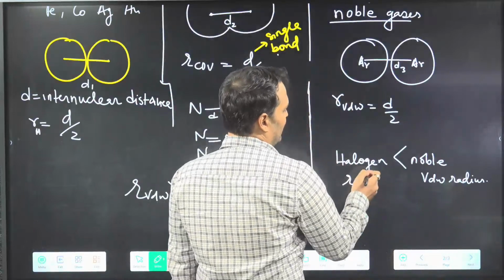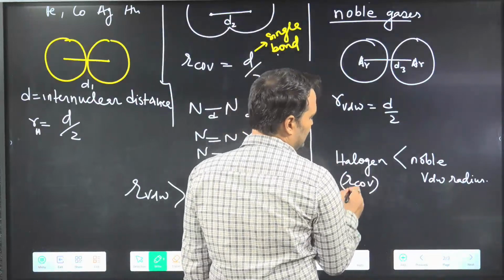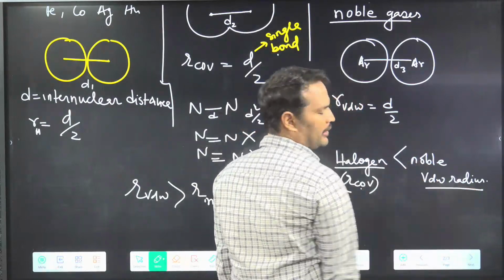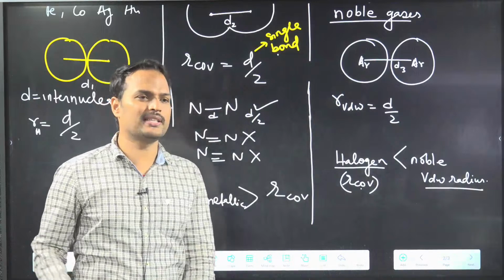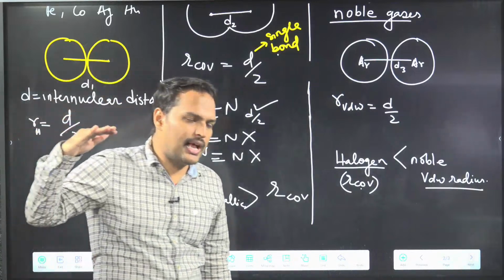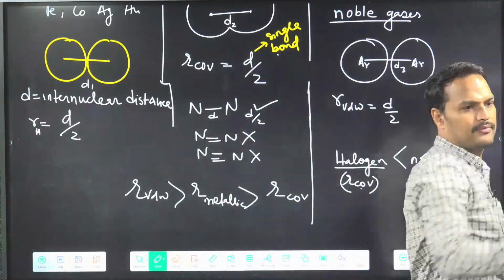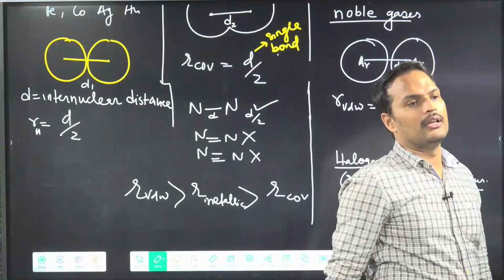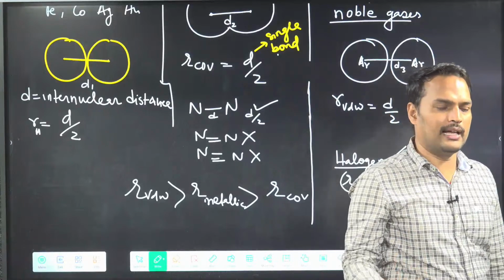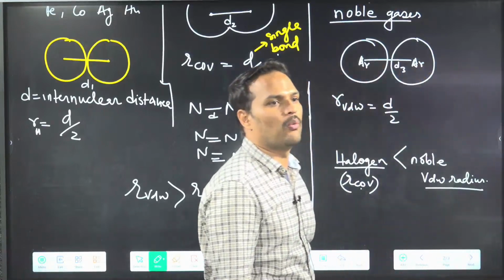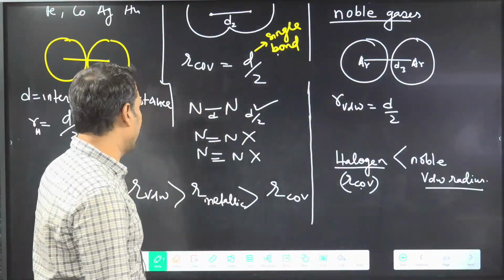But if this is given anywhere, they write halogen covalent radius and noble gas van der Waals radius. So they say that in a period size decreases till halogen and then increases, because till halogen you have seen covalent radius, but in noble gas you have checked van der Waals. See, everyone try to see this.